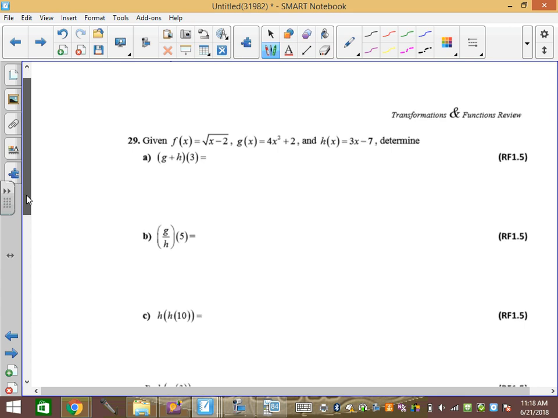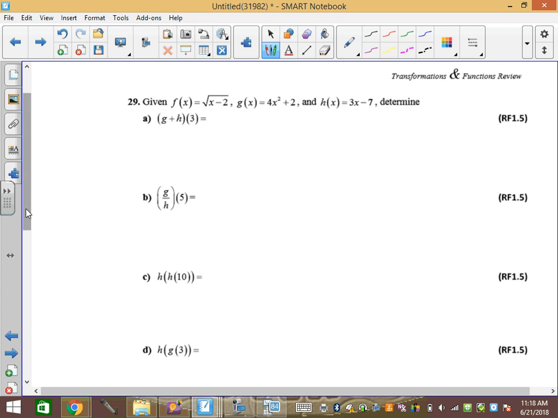Okay, now these ones here, for the most part, have values instead of x's. So what do I have here? I can expand this. I'm going to do g of 3 plus h of 3. Whenever I don't have x's anymore and I have values like a number like 3, my answer to these questions is going to be a number. I have no x's left. Okay? So my answer is going to be numbers. So we're going to do 4 times 3 squared plus 2, because that's g of 3, plus h of 3, which is 3 times 3 minus 7.